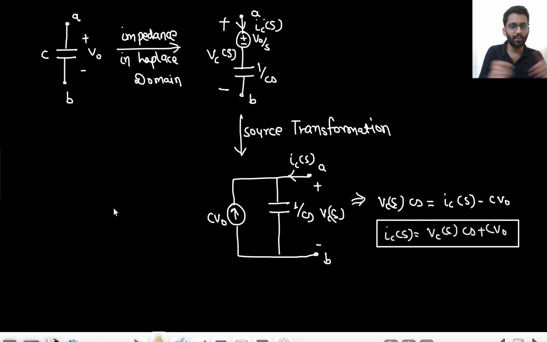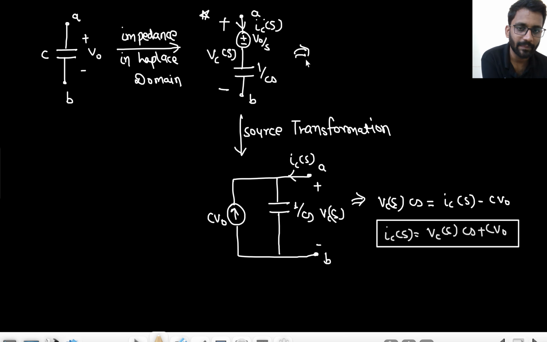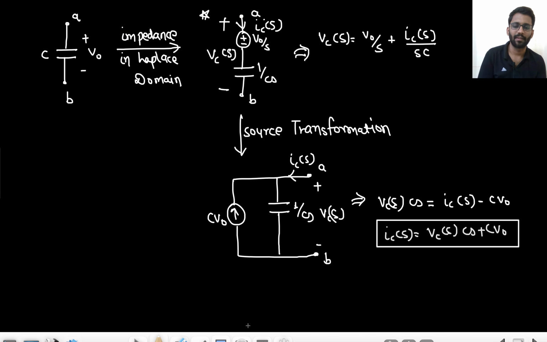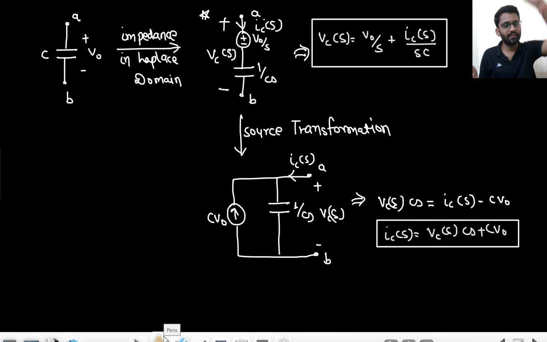So in conclusion, you just need to know how to replace the capacitor with its equivalent in the Laplace transform. Get the voltage and replace it with a battery of V naught by S, and replace the capacitor with 1 by CS. Here also you can write the equation: VC(s) is equal to V naught by S plus current into this resistance, IC(s) by SC. So this is what we were getting here.